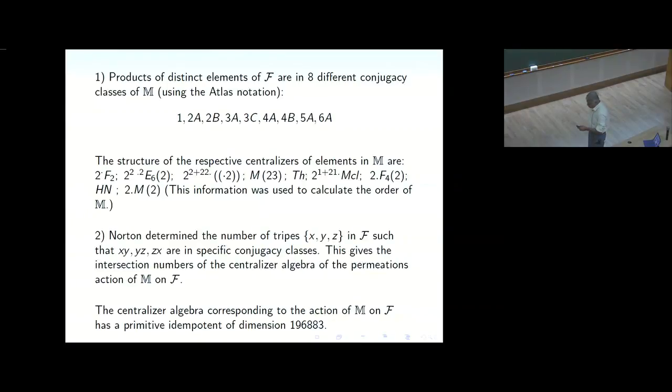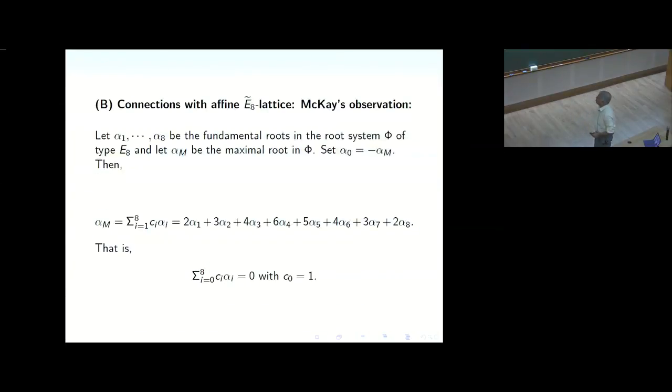The main point here is this. Norton determined the number of triples x, y, z in F such that xy, yz and zx are in specific conjugacy classes. This gives the intersection numbers of the centralizer algebra of the permutation action of M on F. From that he could deduce in a reasonable way that this centralizer algebra, corresponding to the action of M, must have a primitive idempotent of this dimension. And so M has this irreducible representation.